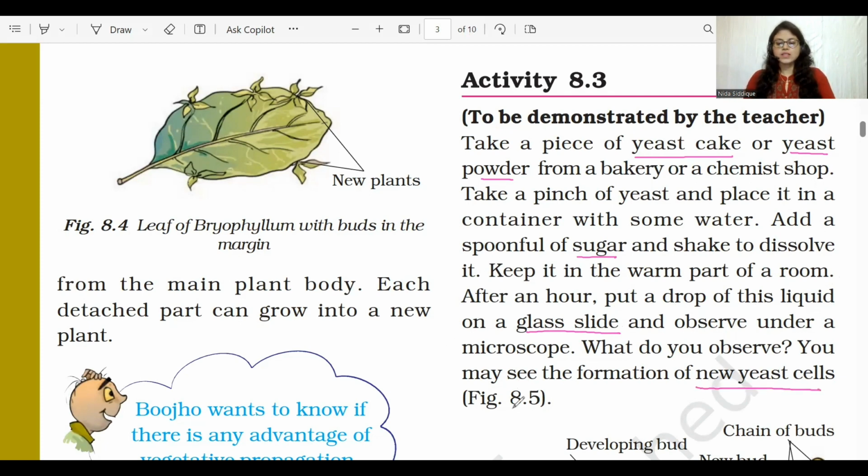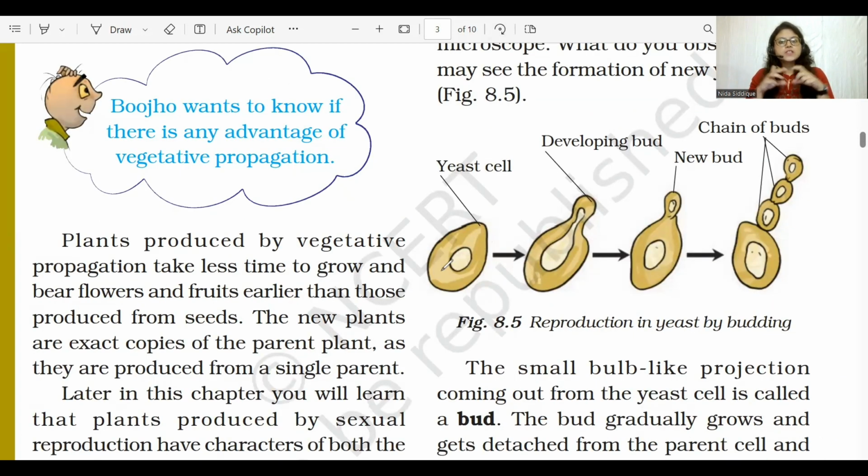Okay, now let us look at the diagram. If you observe the slide of yeast under the microscope, you will see that this is how the yeast cell looks. And they will have some outgrowth on their body. Okay, so this outgrowth is called a bud. Now as soon as these buds develop and mature, they will detach from the parent yeast, break off, and there will be a formation of a new individual, a new yeast.